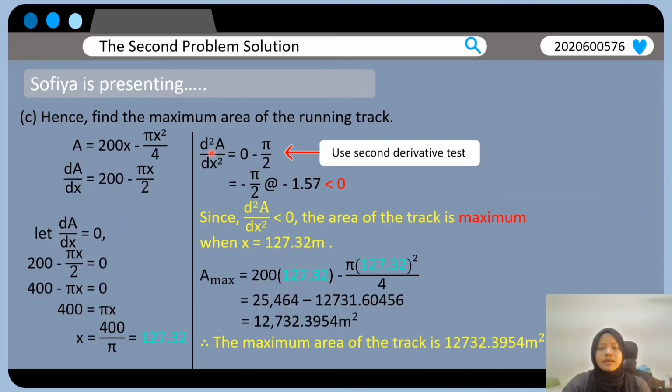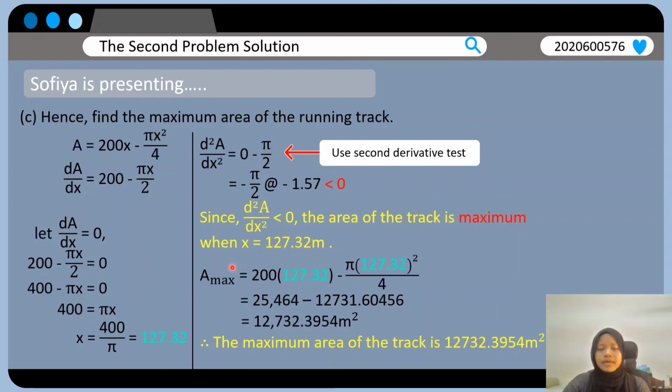So d2A over dx2 equals 0 minus pi over 2. It would be negative pi over 2. When we calculate it in the calculator, we will get the answer as negative 1.57, which is less than 0. Since d2A over dx2 is less than 0, the area of the track is maximum when x equals 127.32 meters.